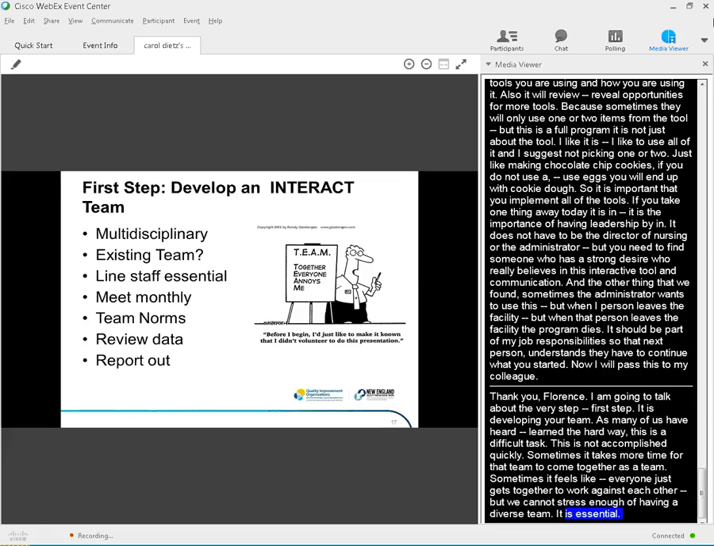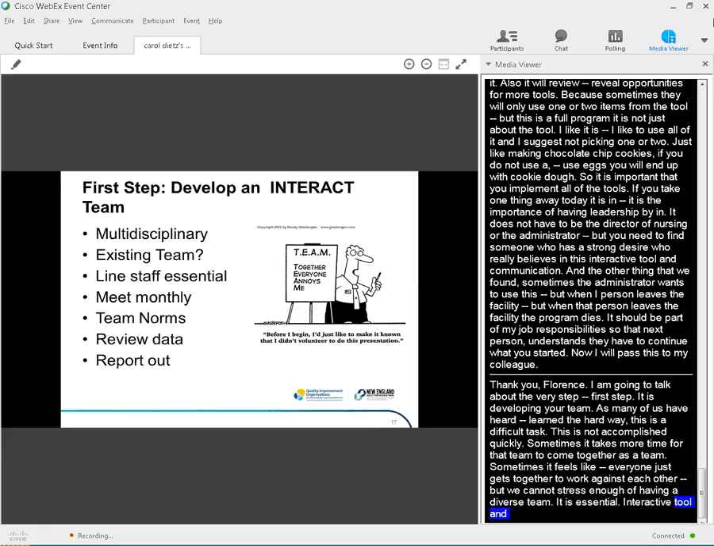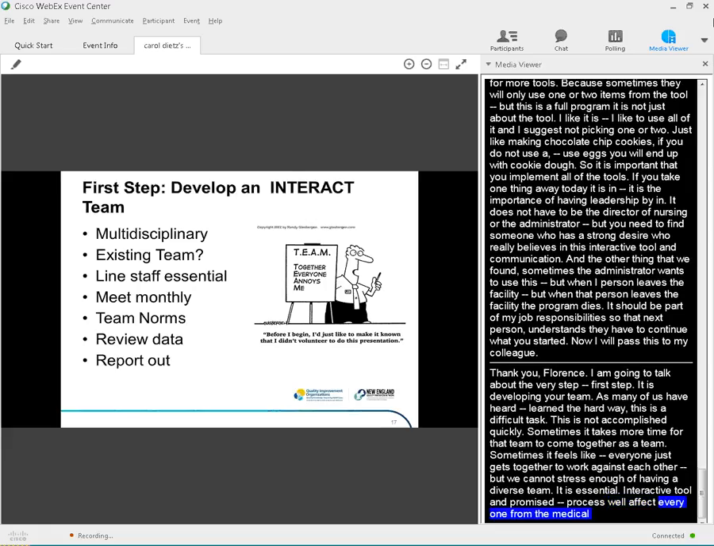Interact tools and processes will affect all facility staff, and to successfully implement them, you will need commitment at all levels, from the medical director to housekeeping and volunteers. So it is essential that all of these groups are represented on your team.